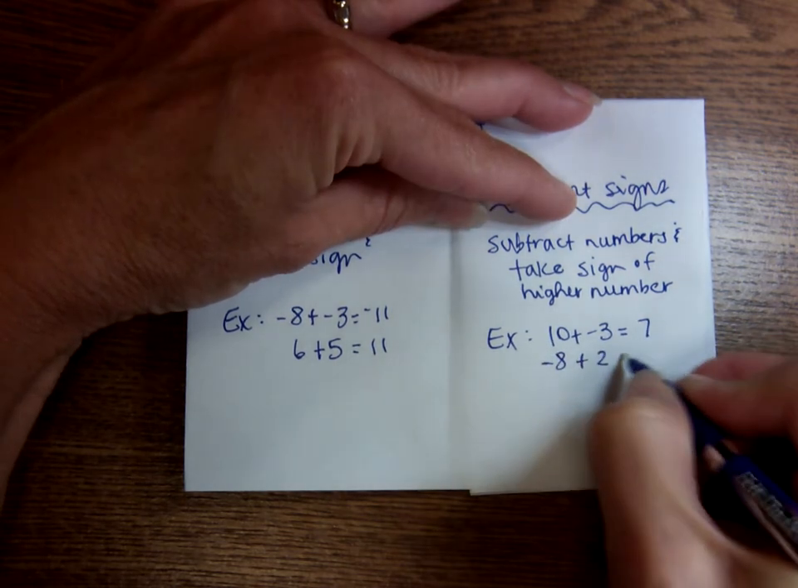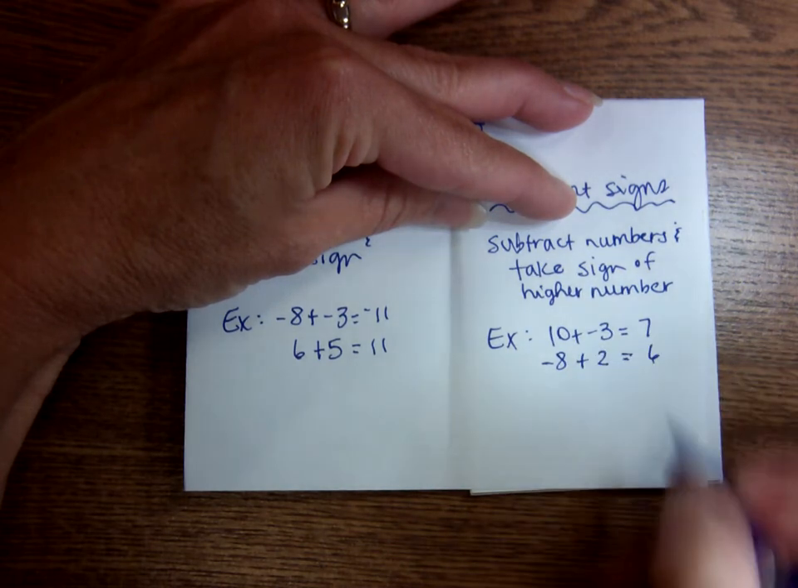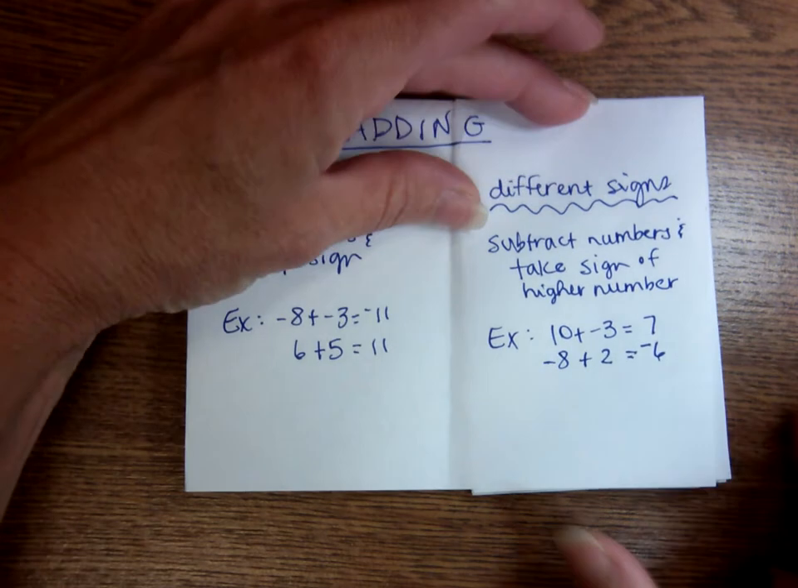-8 plus 2. Again, they're different signs, so we're going to subtract the numbers and get a 6 and keep the sign of the higher number, which is negative.